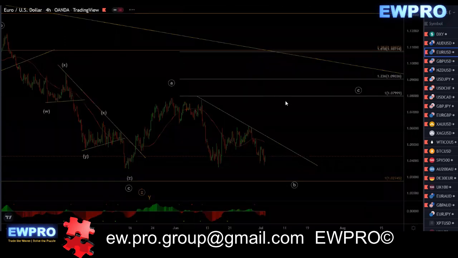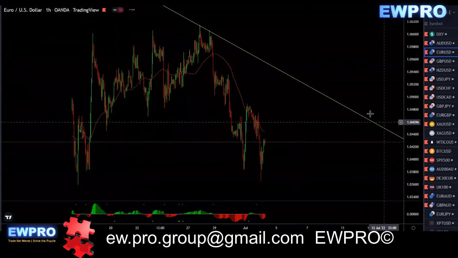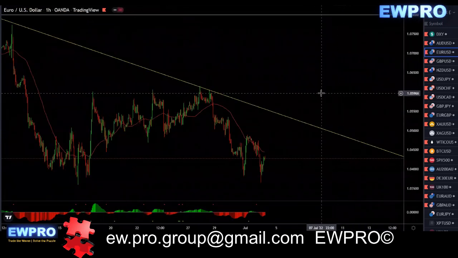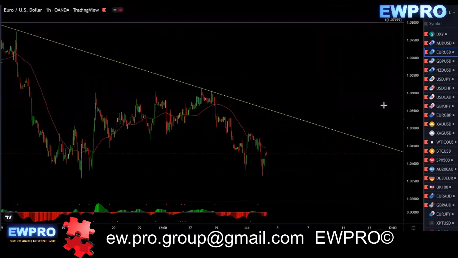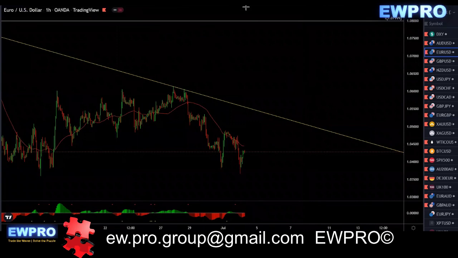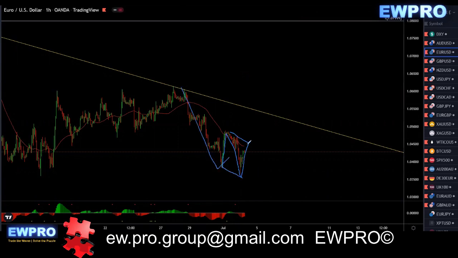On the H1, again, it's not looking ready to go. It's looking more like a flat in here. So you get an A, this is a B, this is a C for your running or expanding flat, and then you get an A, B, C.